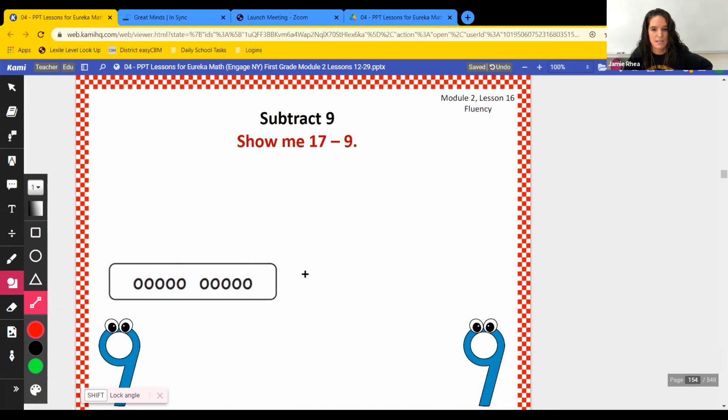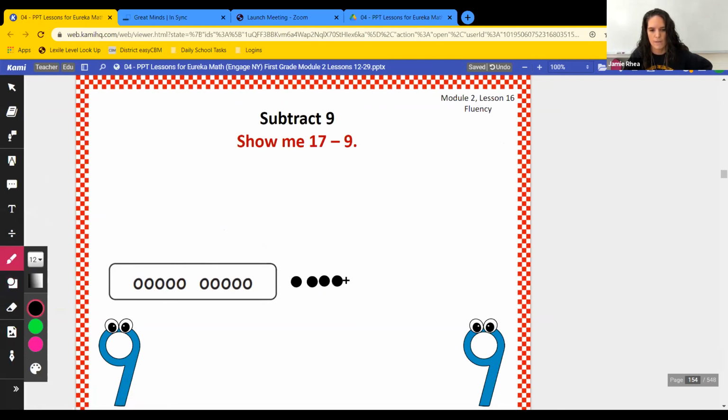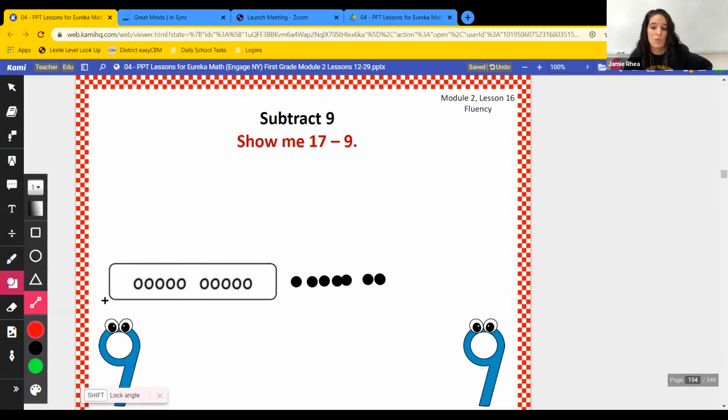I make 17. I've got 10. I need 7 more. So let's make 7 more. Ready? 1, 2, 3, 4, 5. Make a little space. 6, 7. There's my 7. Am I going to take 9 from the 10 or the 7? From the 10. Mark it all out at one time. I have 1 and 7 make 8.